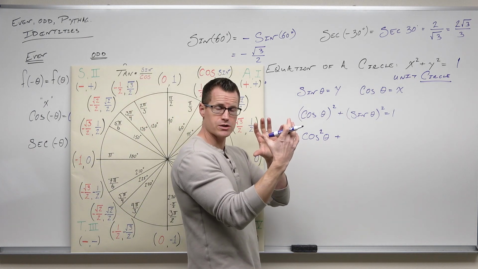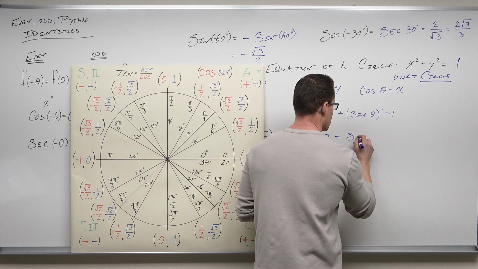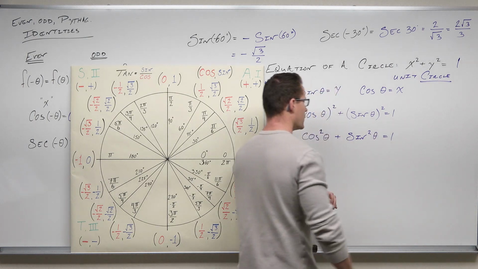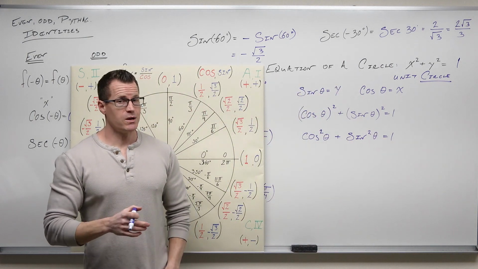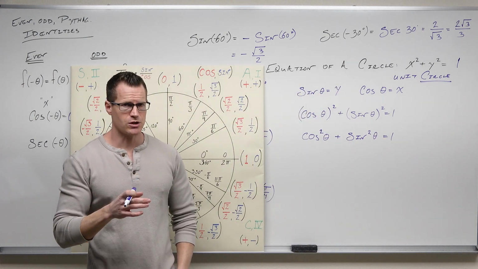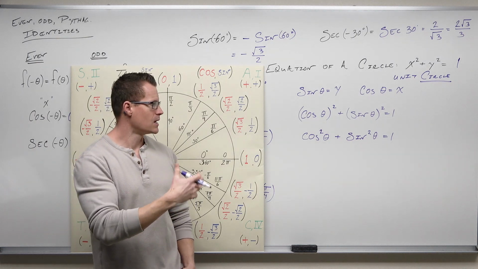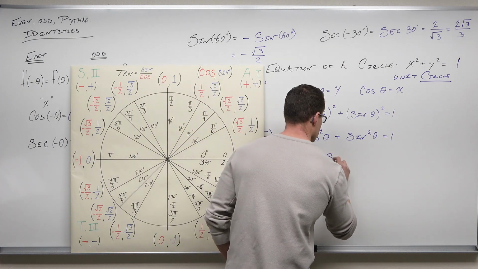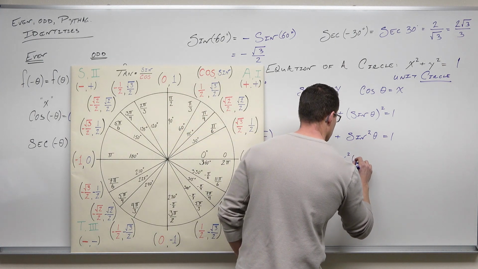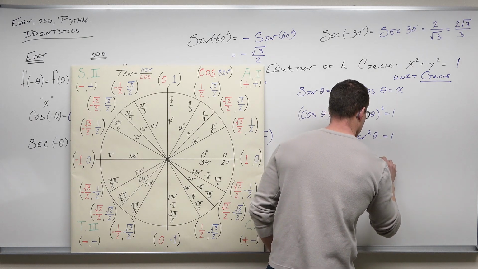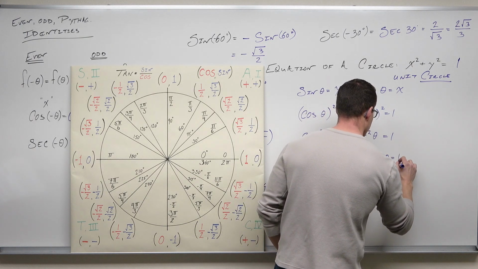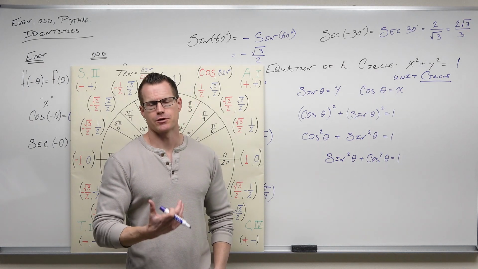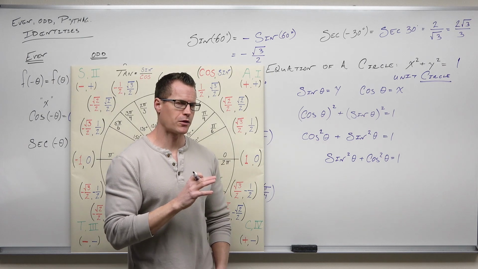Sine theta quantity squared is also written as sine squared theta. Also keep in mind that because of the commutativity of addition, you can write this differently. You can write this as sine squared theta plus cosine squared theta equals 1. That right there is called the Pythagorean identity for trigonometric functions, or at least 1/3 of them.